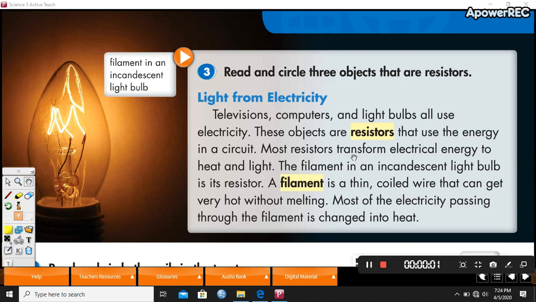Now we continue to activity 3. Read and circle 3 objects that are resistors. Before we circle the objects, we read the text first, so you will understand what resistors are, and you will know which objects are resistors from this text.